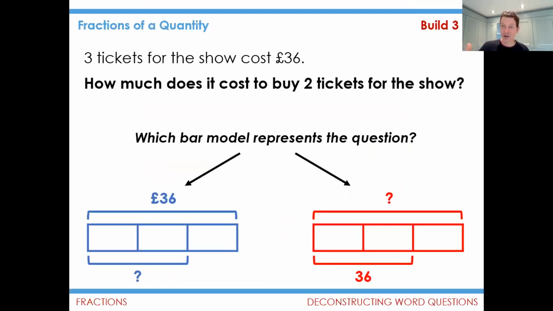Then again, there are further build-up examples. In this instance, looking at the same structures, but not in a fraction of quantity context always, but to see that the questions can have the same underlying structure. So 3 tickets for the show cost £36. How much does it cost to buy 2 tickets for the show? And again, discerning between the correct and the incorrect bar model, and making those connections.